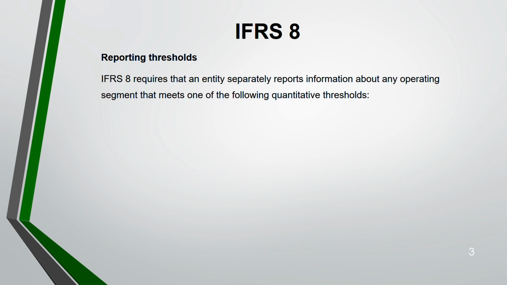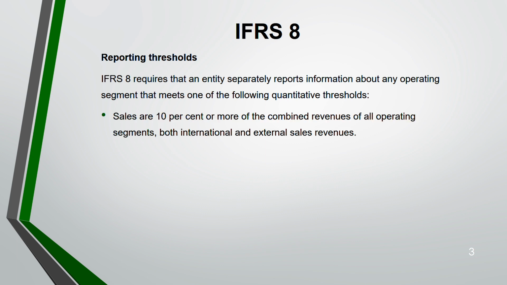Okay. Now, what are the reporting thresholds that say that if you are beyond this level, you have to disclose? IFRS 8 requires an entity to separately report information about its operating segment if it meets one of the following quantitative thresholds. First, sales. Your sales has to be 10% or more of the combined revenues of all the operating segments. Remember, the sales will cover both internal and external sales revenue.